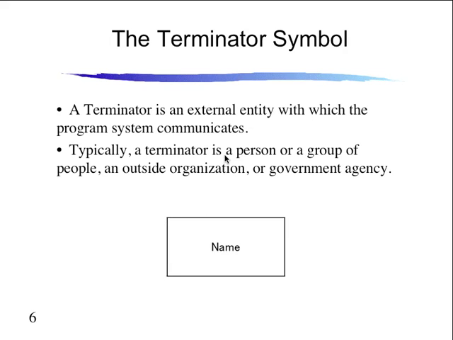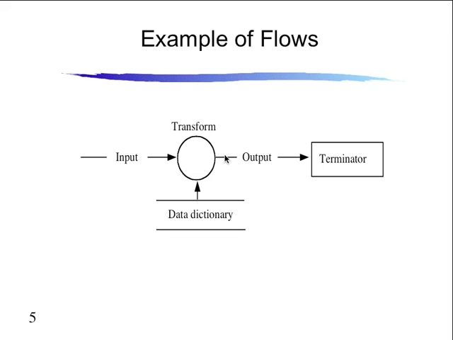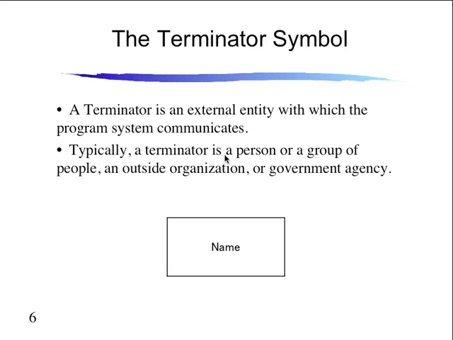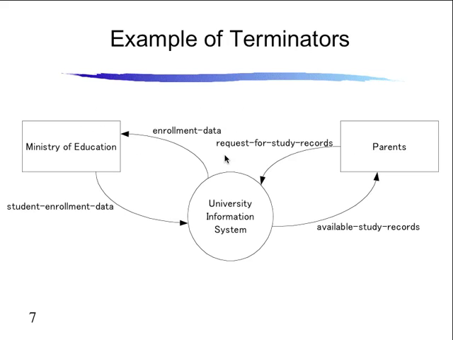Our terminator is an external entity with which the program system communicates. So by definition, here's your formal definition. I've kind of explained it already, I think. Typically, it's a person or a group of people, an outside organization, a government agency. It could be, in this particular example that I gave you, which was different, a concept, such as a sales receipt. It doesn't have to be a person or place. It could be a thing. Person, place, or thing. Here's some examples of entities, or terminators, I should say. I don't want to call them entities, they're terminators.